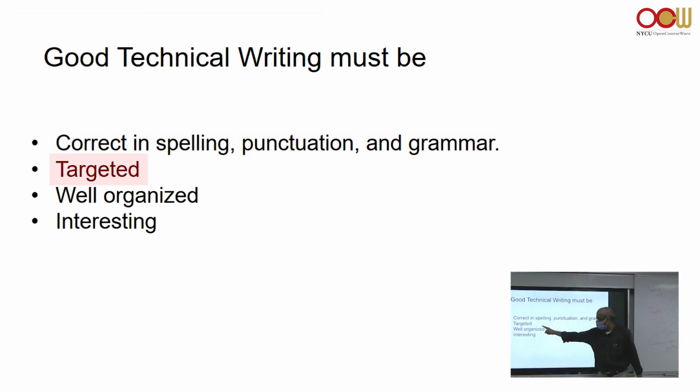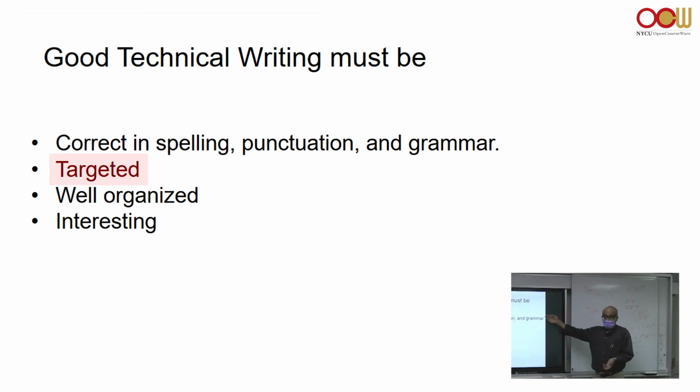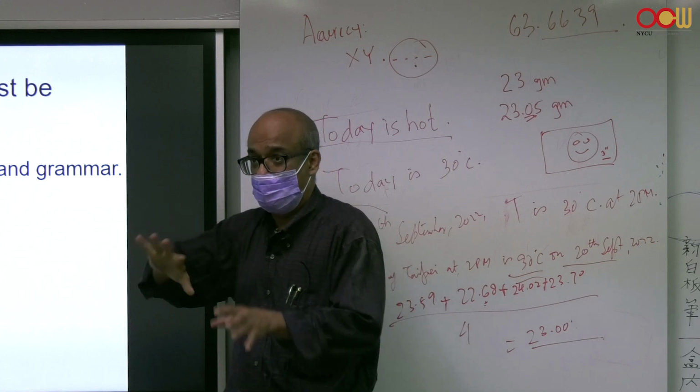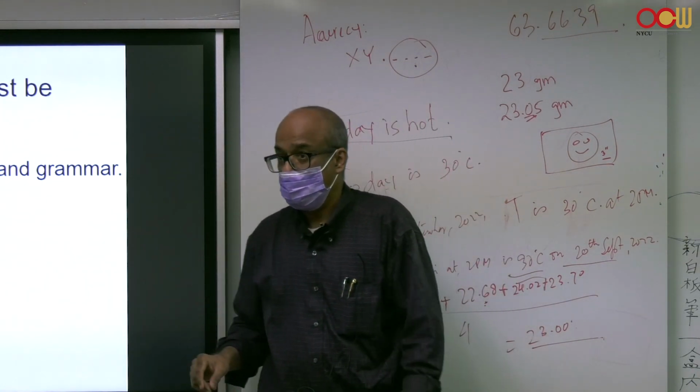That's fine. Targeted. This is a big word. Target means who you are talking to. If you want to write your manuscript, you are talking to high-level scientists. So your writing should be like that. But if you are writing to your younger brother, you cannot write big equations, okay? Legendre polynomials, no, you cannot use them.